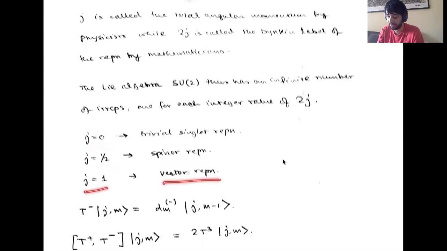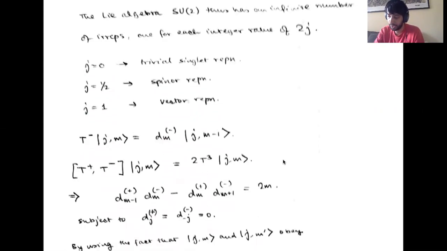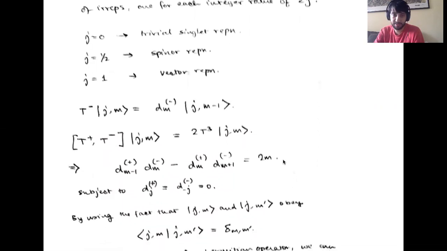J equal to 1 gives you the vector representation, and so on. So remember that there is something that we did not get done. That was figuring out what this factor in front of these guys would be. T minus acting on |j, m> lowers the m eigenvalue and keeps the j fixed, but there is going to be something in front of this, right? So this is something we need to figure out. So what do we do?